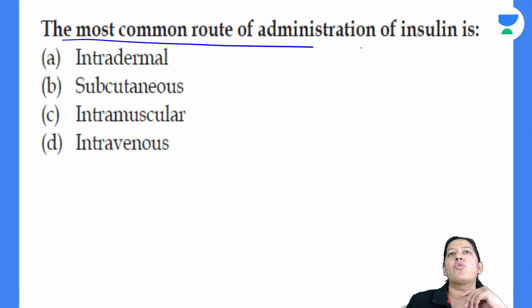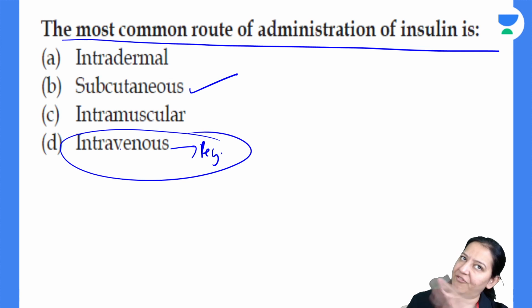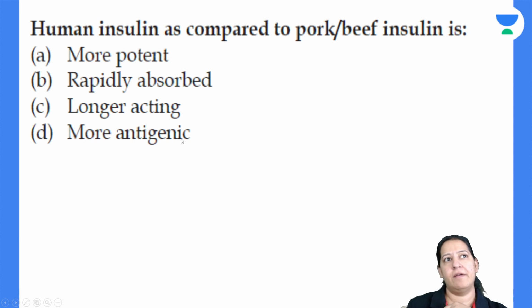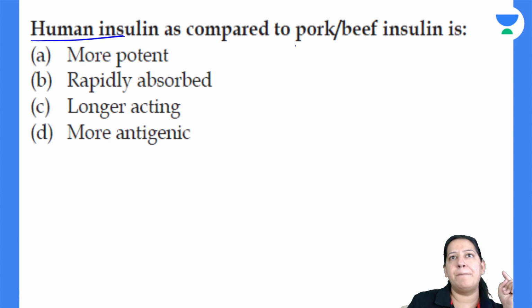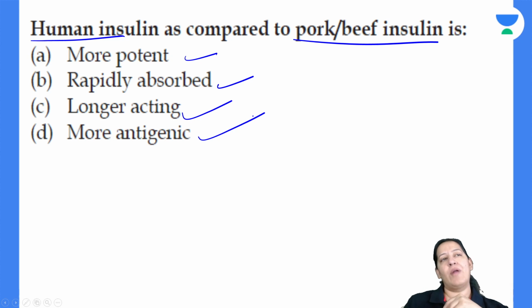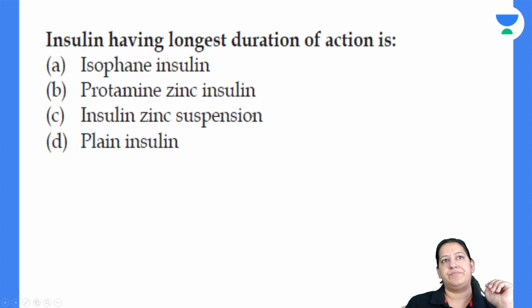Which is the most common route for insulin administration? Most common is subcutaneous. But regular insulin can be given IV also. That is a different thing. But the most common route is subcutaneous. Have you got it? Okay. Human insulin as compared to beef or pork insulin: is it more potent, rapidly absorbed, longer acting, or more antigenic? Yes, of course, it is rapidly absorbed. Okay, so that is the thing.